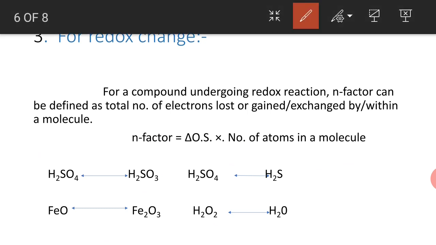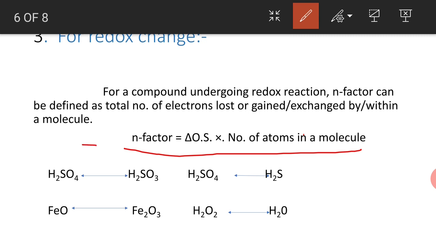Next, we will talk about the redox change. For a compound undergoing a redox reaction, the N factor can be defined as the total number of electrons lost, gained, or exchanged within a molecule. The meaning is that how many electrons any atom gained or exchanged within a molecule is known as the N factor of that molecule. N factor is equal to the change in oxidation state times the number of atoms in a molecule.